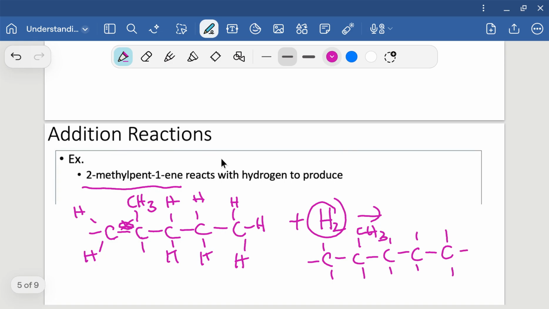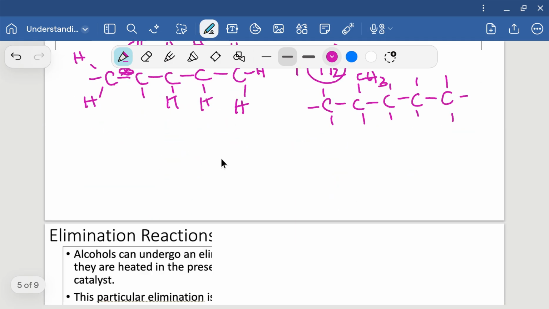And the other part with addition reactions, you start with 2 reactants and you end up with just 1 product. So that's 2 ways to identify: 1, breaking the double bond, and then the second way, you just have 1 product.